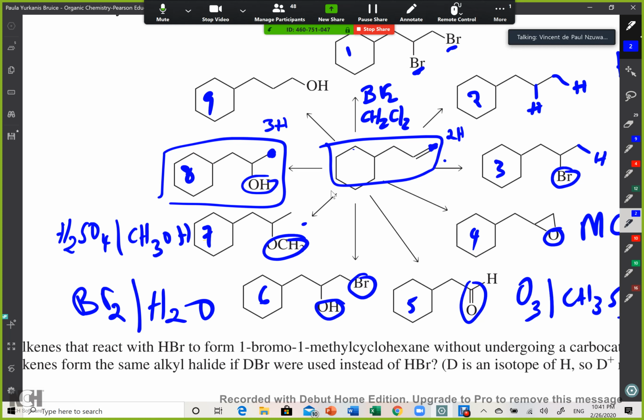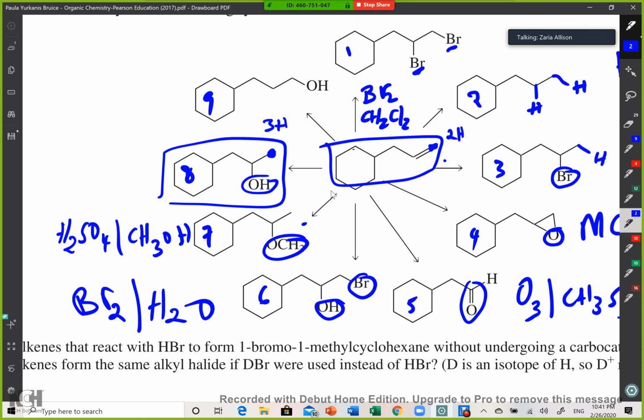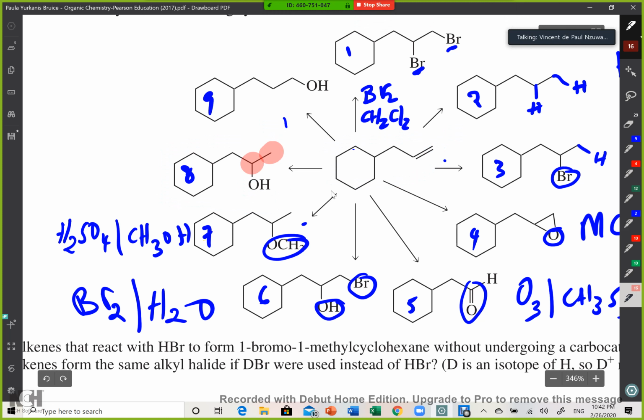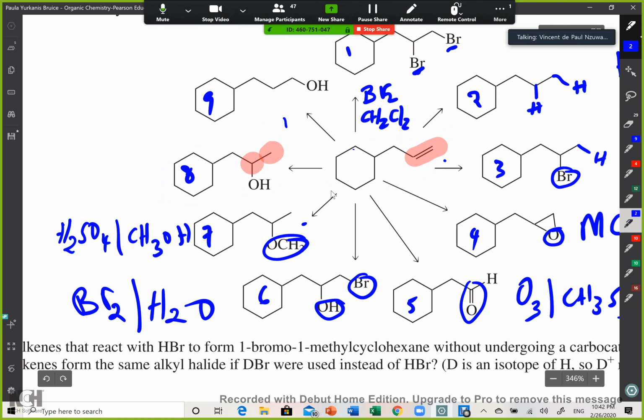So, Zaria, did I answer your question? Can you repeat that, please? Okay, let's look at reaction number 8. When you compare the structure of the product and the structure of the reactant, the 2 carbon atoms of interest to us are this one here, and these are the 2 carbons there. And when I look at that carbon, I notice that there is an OH that has been added.